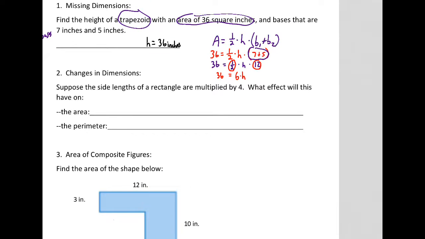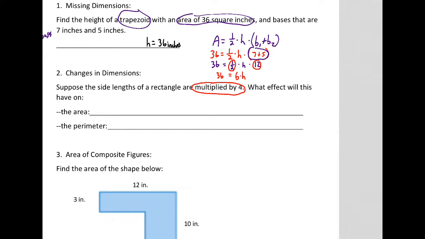Next, number 2 is reviewing changes in dimensions. So it says, suppose the side lengths of a rectangle are multiplied by 4. What effect will this have on the area and the perimeter? So here's what we know. The side lengths are multiplied by 4.